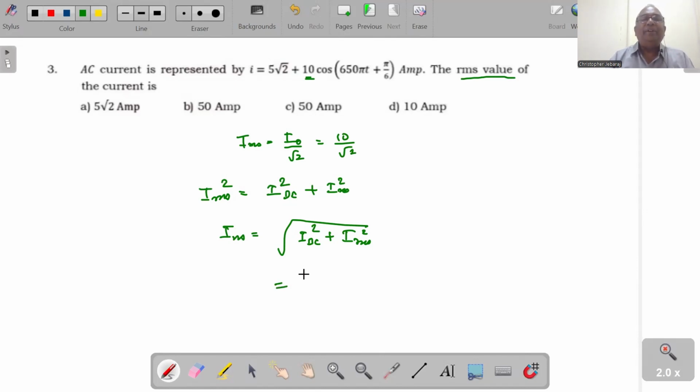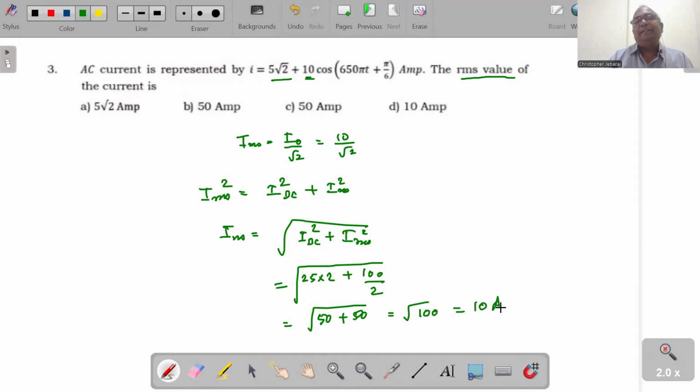IDC is 5 root 2, and 5 root 2 squared is 25 into 2, plus this IRMS. When you square it, 100 by 2, whole root. Here it is 50, here also 50. Root of 50 plus 50 is 100. Root 100 is 10 ampere. This is the RMS value of this combination of a DC and an AC. The answer is 10 ampere.